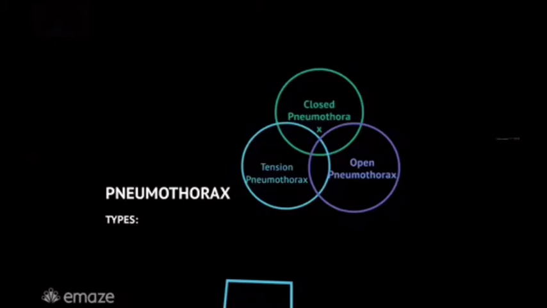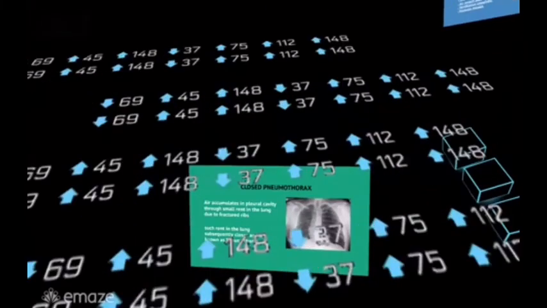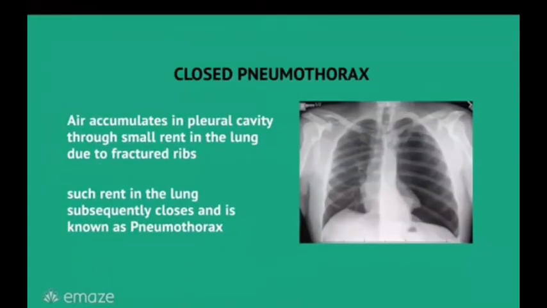The first one, closed pneumothorax. The second one, open pneumothorax. And the last one, tension pneumothorax. We go to the first one, closed pneumothorax. Air accumulates in the pleural cavity through a small rent in the lung due to fractured ribs. Such a rent in the lung subsequently closes and is known as closed pneumothorax. In closed pneumothorax, the mean pleural pressure is negative.